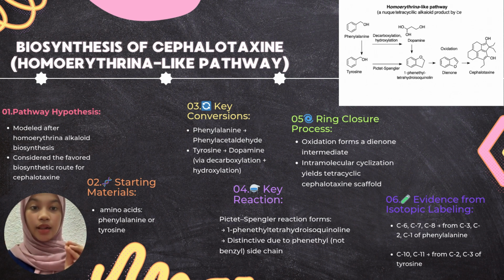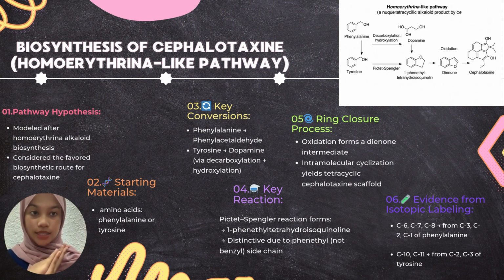For the starting material, we use amino acids, which are phenylalanine or tyrosine. For the key conversion, phenylalanine will turn into phenylacetaldehyde, while tyrosine will turn into dopamine via decarboxylation or hydroxylation. For the key reaction, the Pictet-Spengler reaction forms 1-phenyl tetrahydroisoquinoline, which is distinctive due to the phenethyl, not the benzyl, side chain.